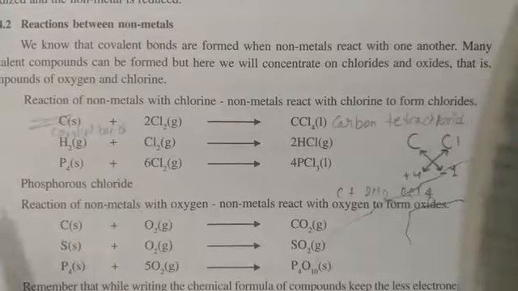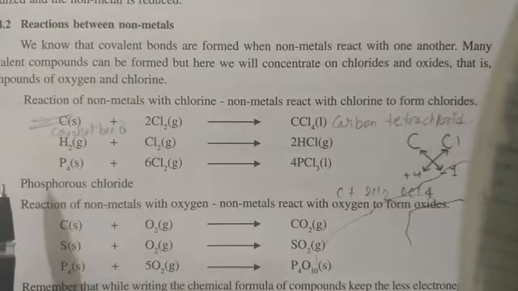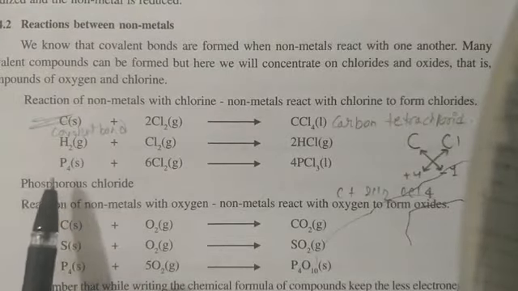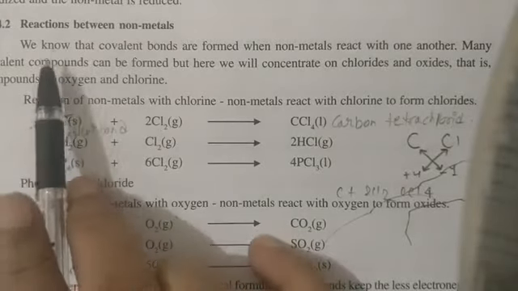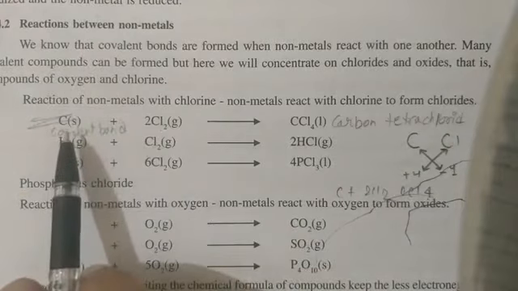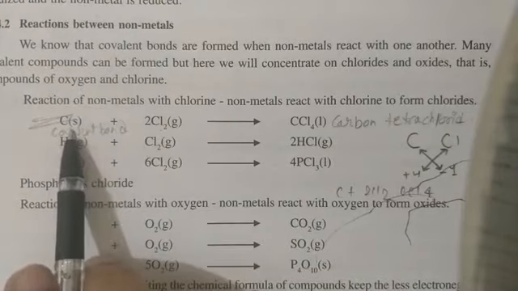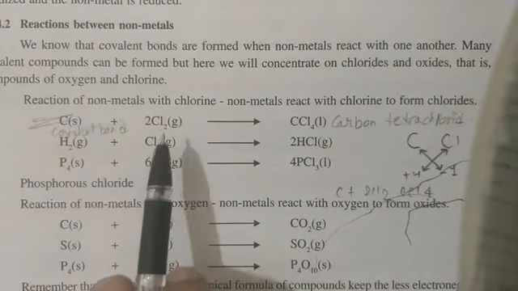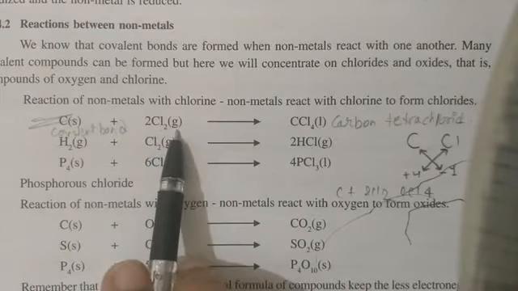10th class. Yesterday we studied the reaction of metal and non-metal. Today we are seeing the reaction between non-metals, meaning both the reactants will be non-metals. Carbon is a non-metal. Chlorine is a non-metal.